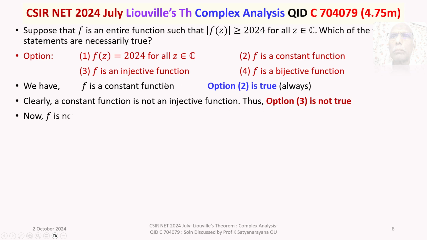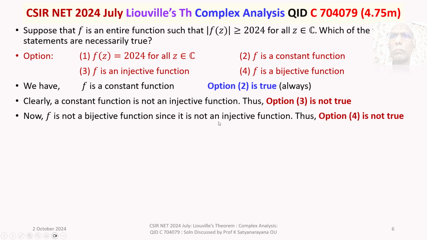Now, f is not a bijective function. Why? Because it is not an injective function. A bijective function is both injective and surjective. But it's not injective. Therefore, it's not bijective. Therefore, option 4 is not true.